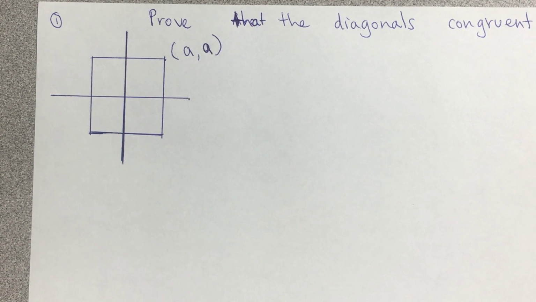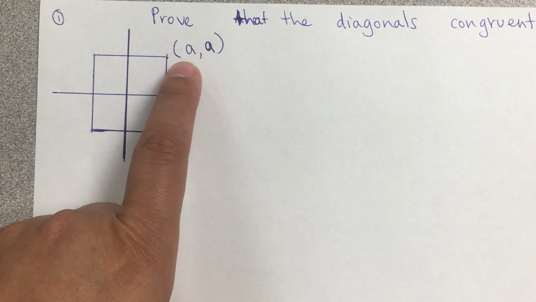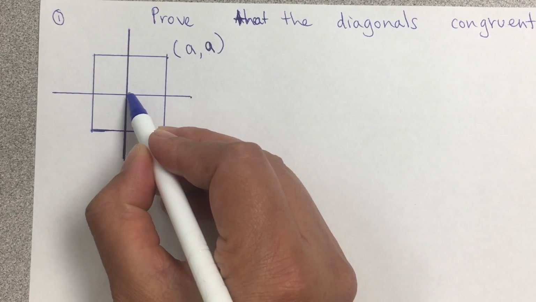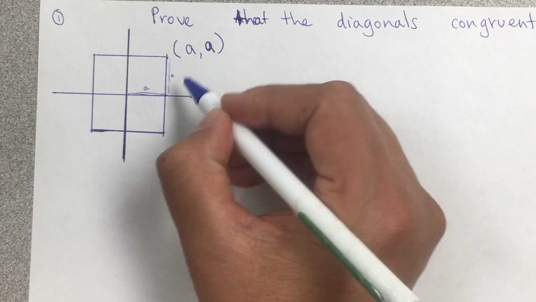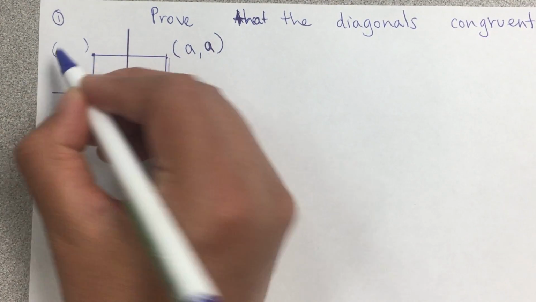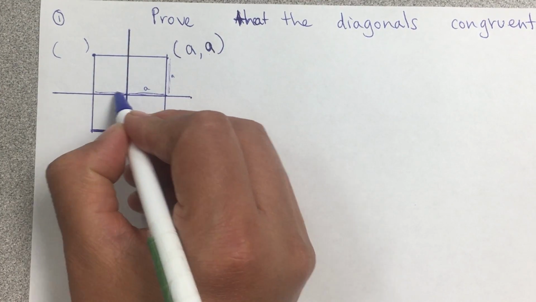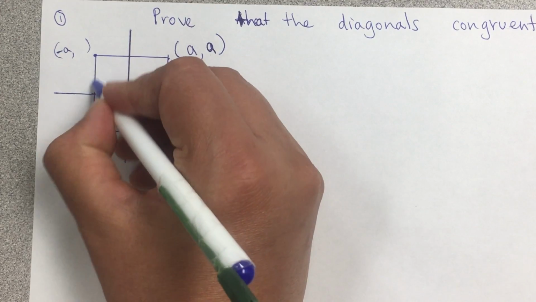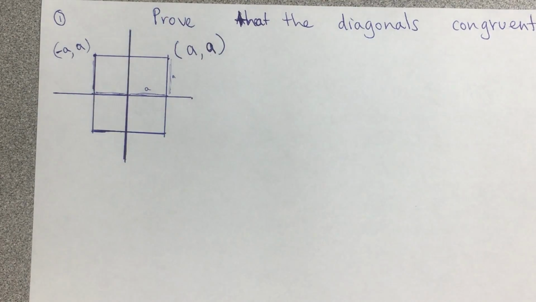Here's number one, and it says to prove that the diagonals are congruent. This is a square. They give us one measurement, and by going with the previous lesson, if this is A, that means that from here to here is A, and from here to here it's also A. So to find this point, we have the same measurement. Sorry, that is not perfectly to scale, but this is the same measurement. It's going to the left, so it's going to be negative A for x, and it's going up, so it's positive A. So negative A, positive A.